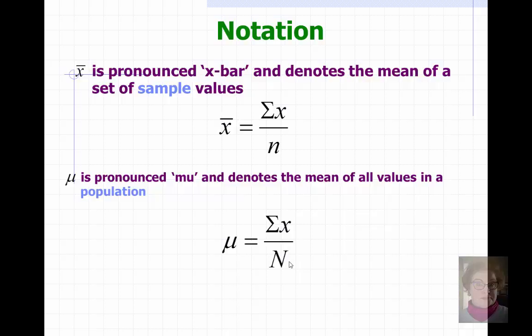One of the things we try to do in statistics: when you use the regular alphabet, that stands for a statistic. When you use the Greek alphabet, that stands for a parameter. So both of these stand for mean. X bar is the mean of a sample, so it's a statistic. Mu is the mean of a population, so it's a parameter.